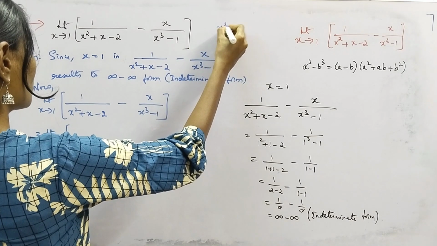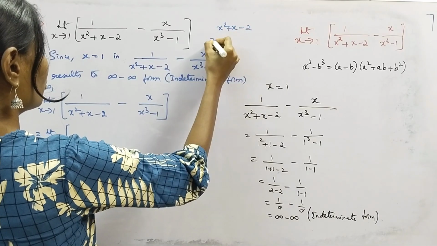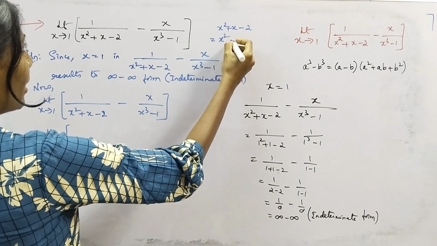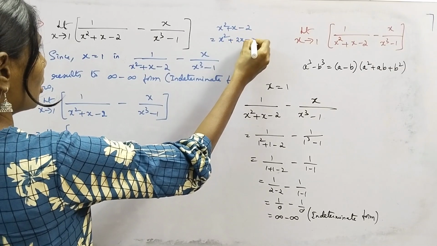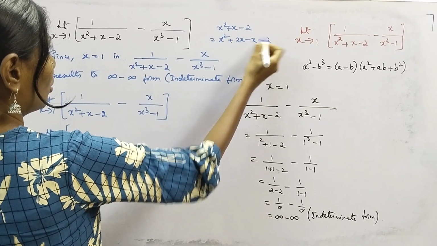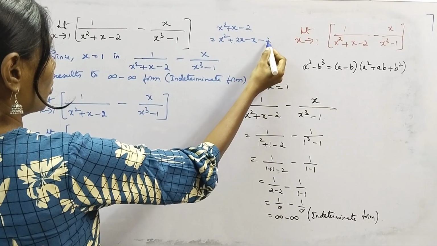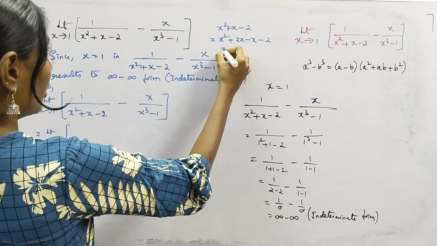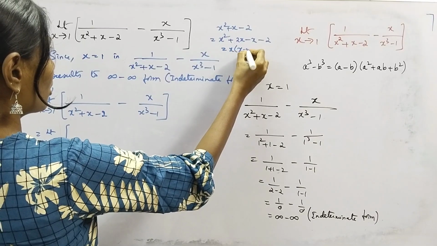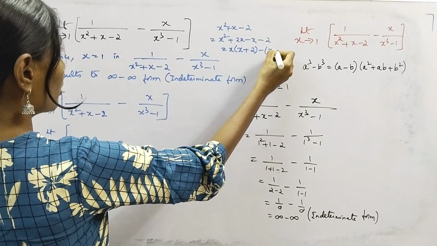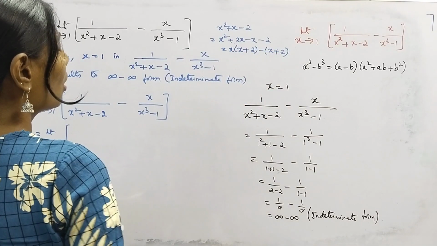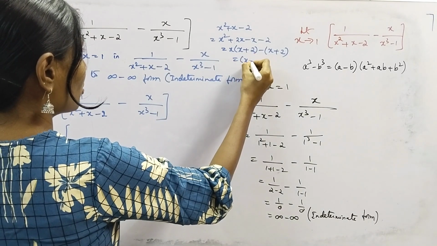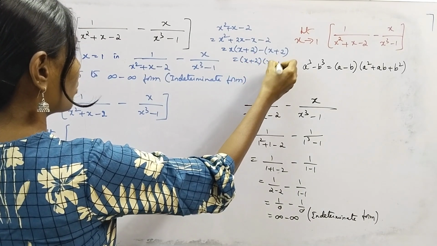So you're having x square plus x minus 2 in the denominator of the first term, right? We can split this x as plus 2x minus x. See, plus 2 into minus 1 gives minus 2, plus 2 minus 1 gives plus 1, right? So take x common, you'll get x times (x plus 2), minus 1 common from the next two terms, you'll get minus 1 times (x plus 2). Here x plus 2 is a common factor into (x minus 1), right?